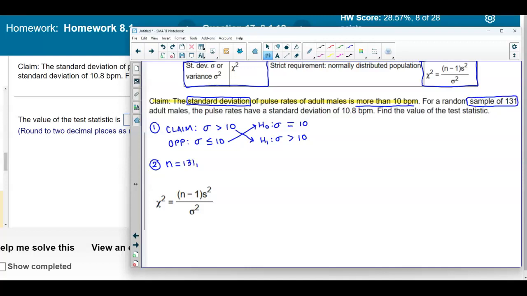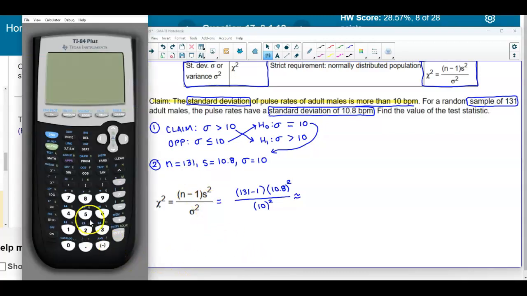Then we need to figure out the sample standard deviation. For that random sample, we have a sample standard deviation of 10.8 beats per minute. And then what is the population standard deviation? Well, that comes from the null hypothesis, and therefore it is equal to 10. Now we can plug in to find the test statistic. So n is 131 minus 1, times the sample standard deviation of 10.8 squared, over the population standard deviation squared. They want us to round our answer to 2 decimal places.